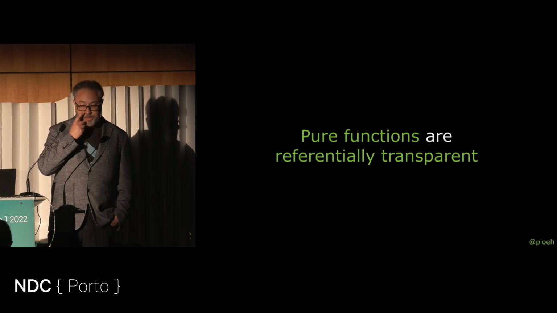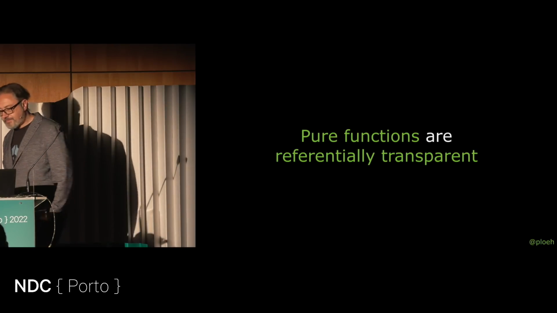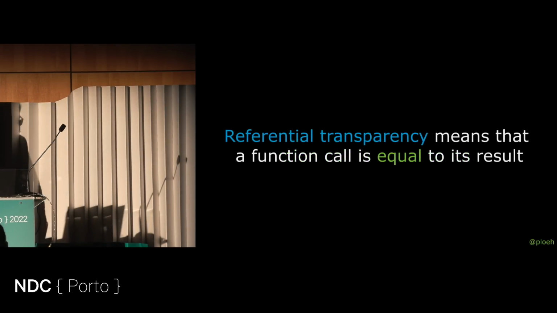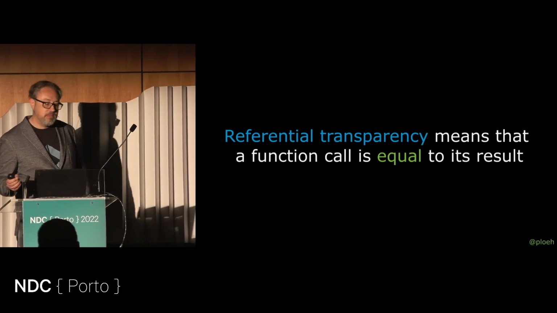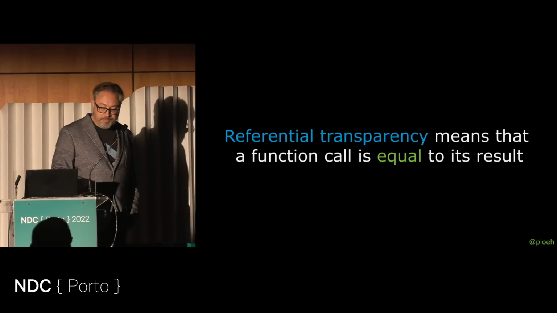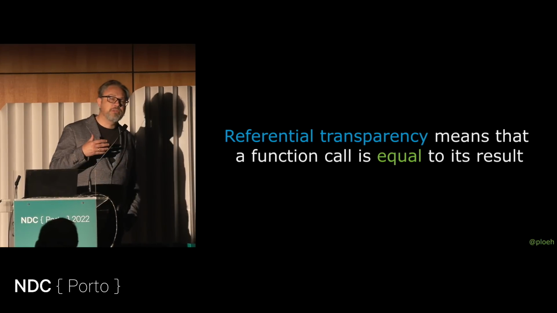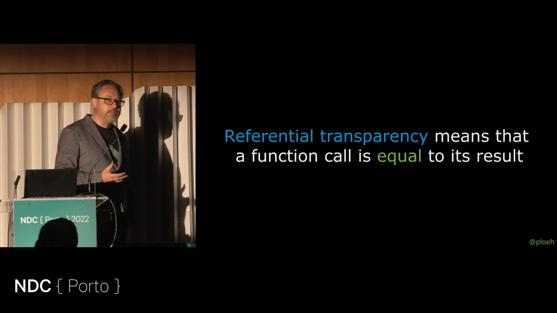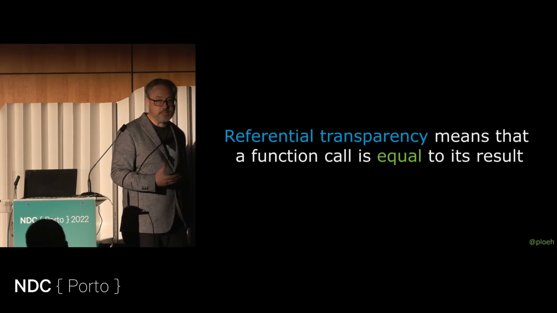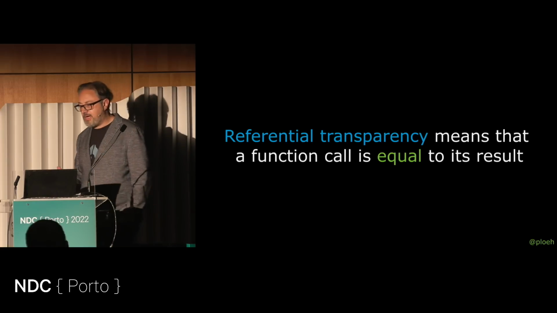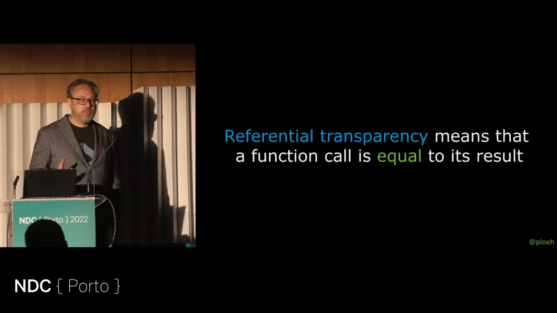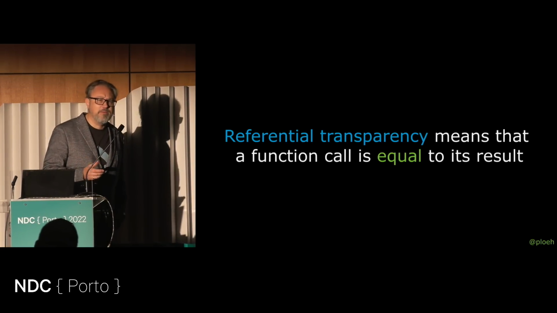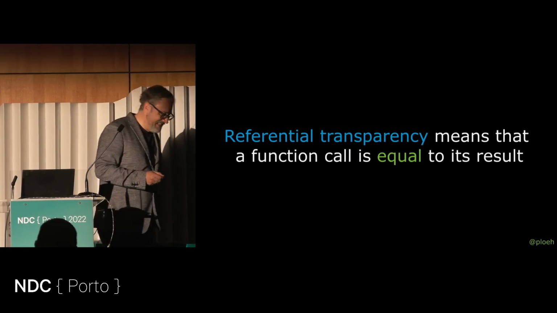That's a big word, but what does that mean? Referentially transparent means that a function call is equal to its result. Think about how you do arithmetic. You probably learned to memorize the multiplication table when you went to school as a kid. So if someone asks you, what is 4 times 5? You just say, well, that's 20. It is 20, right? I'm really, really bad at this.